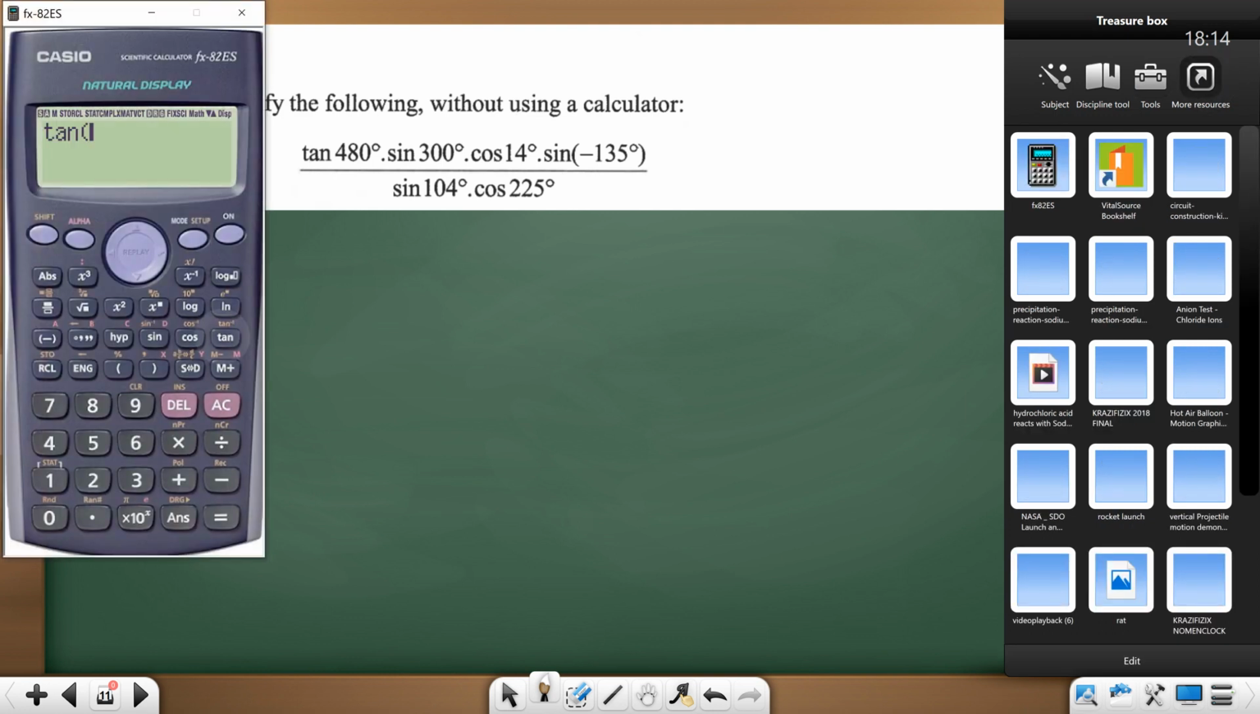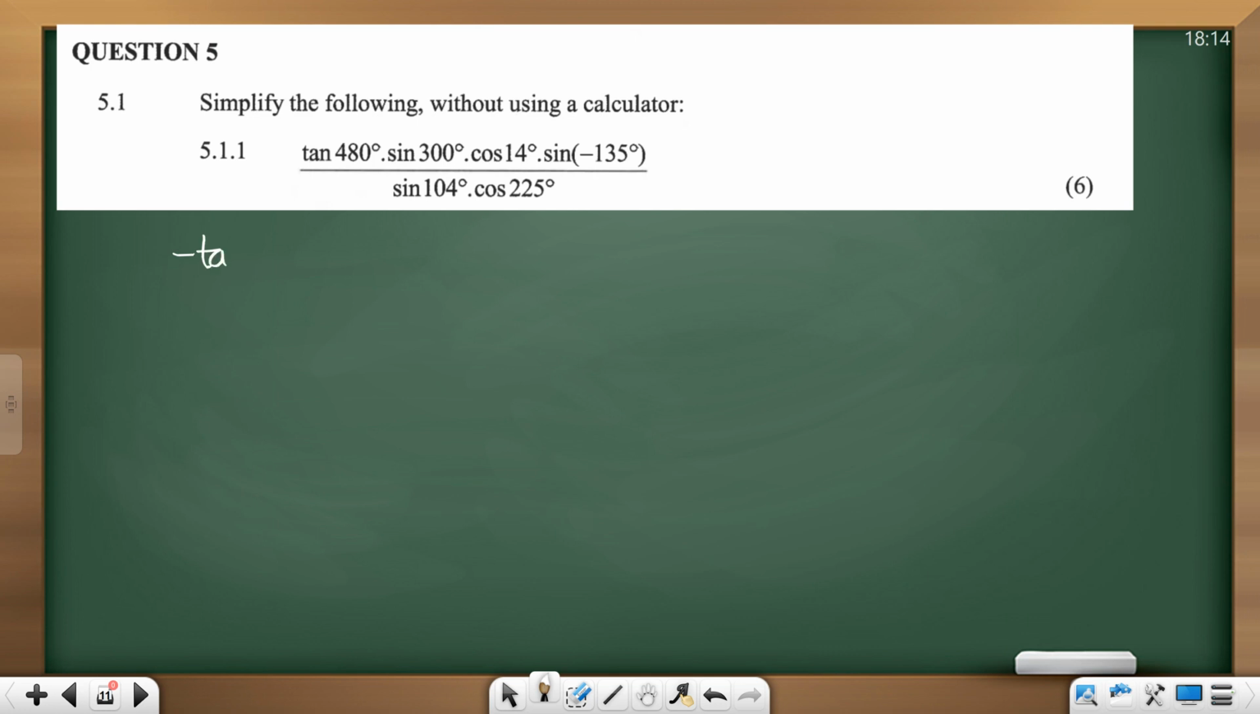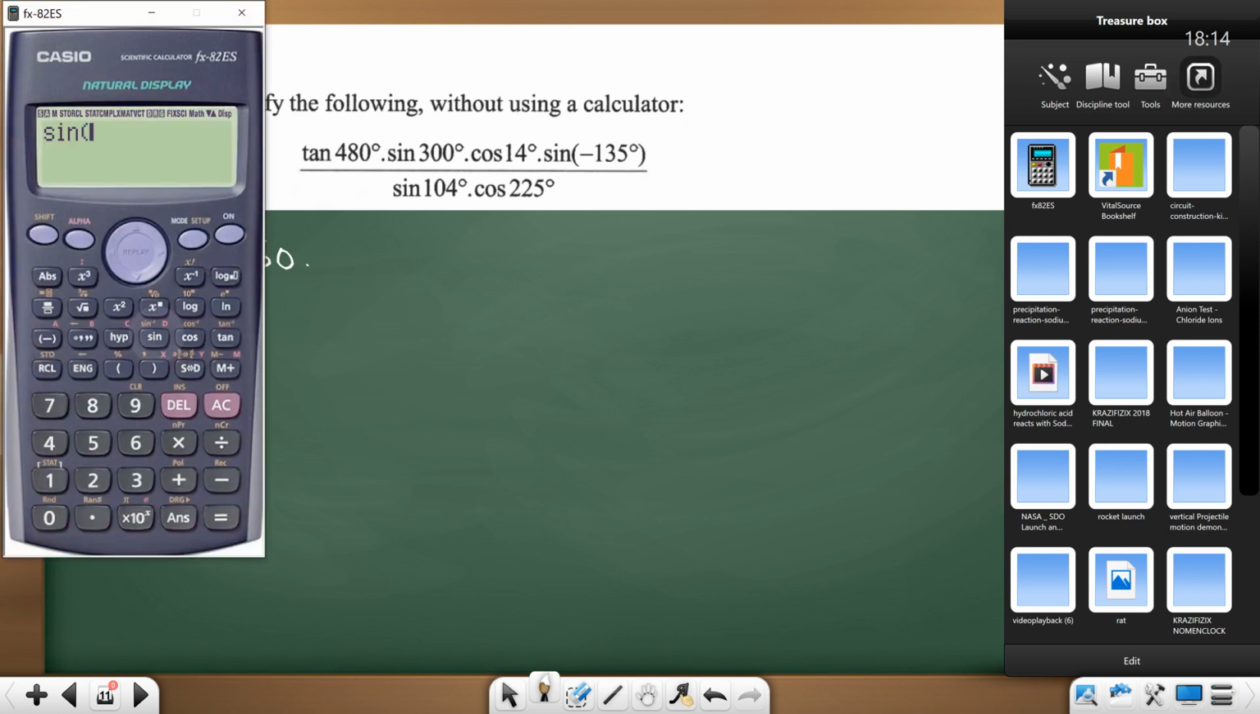You would see where the marks are. 10,480 equals to shift 10, answer, done. Negative 60. I'm done with my first mark. It's negative 10, 60. I'm done. Mark 1. Remaining 5. Sine 300. Look here, we are not worried about. Just use your calculator. That's what we're saying.